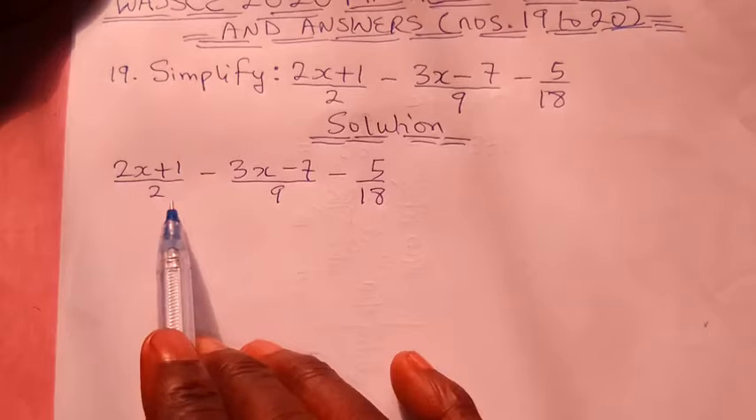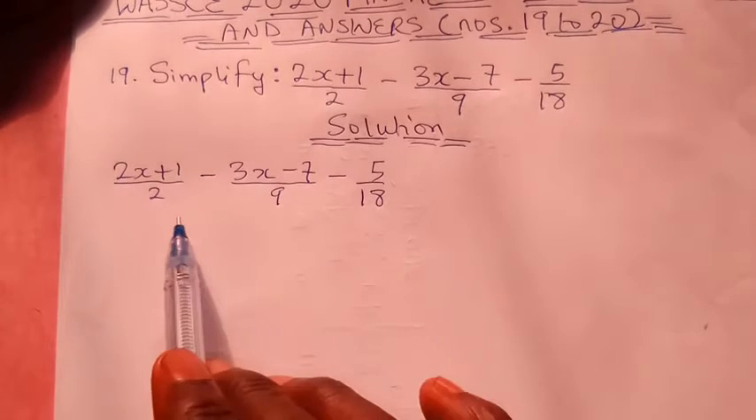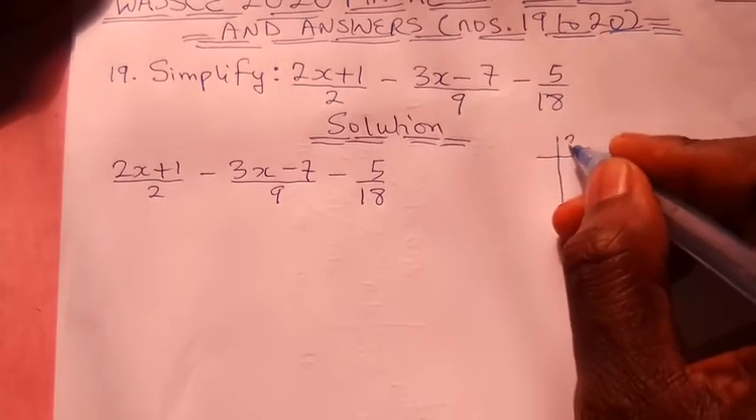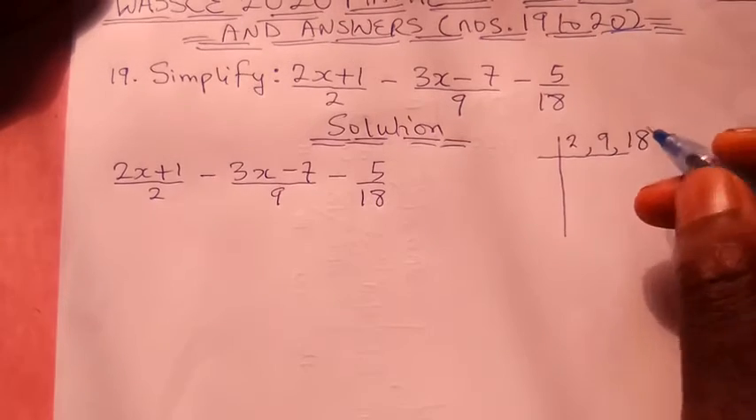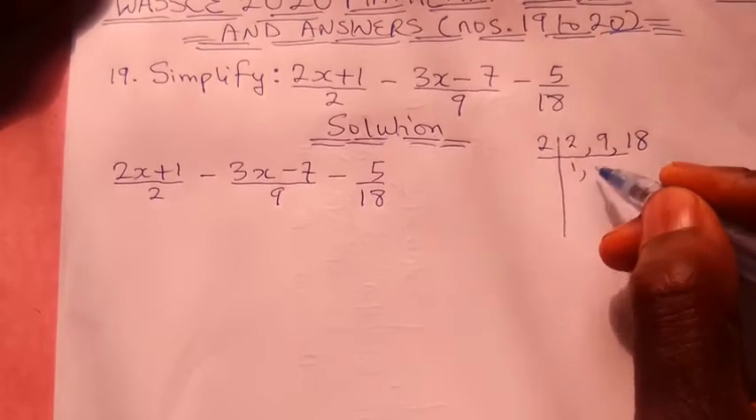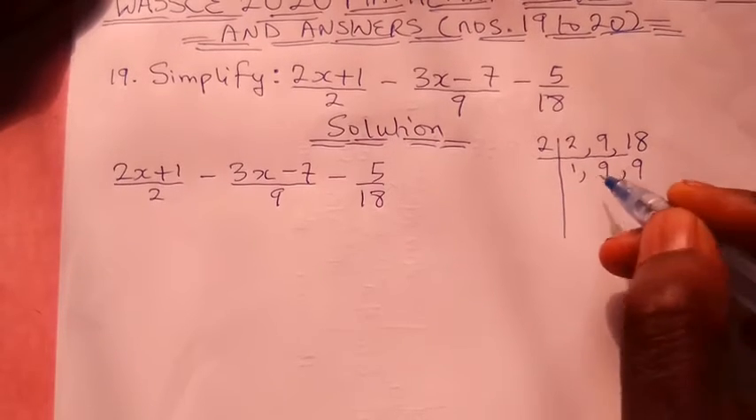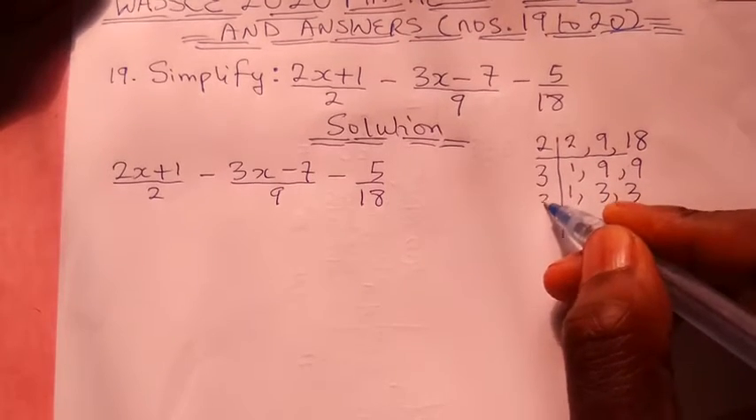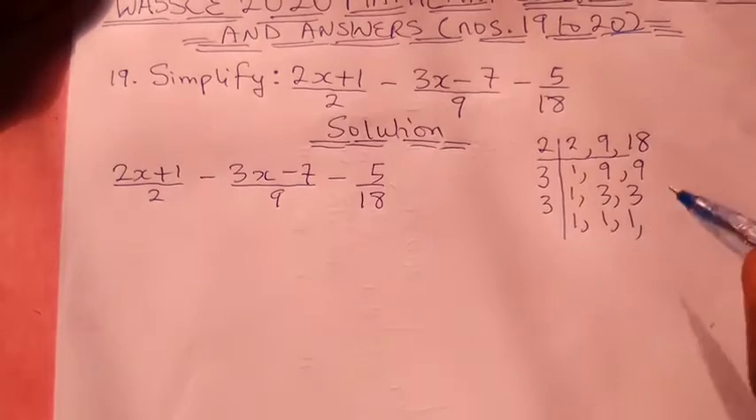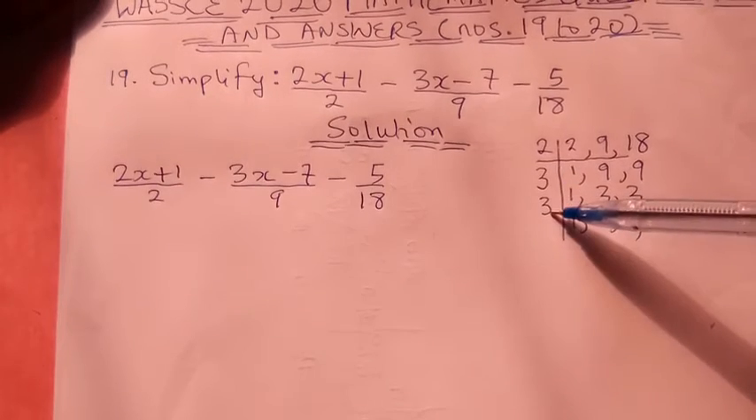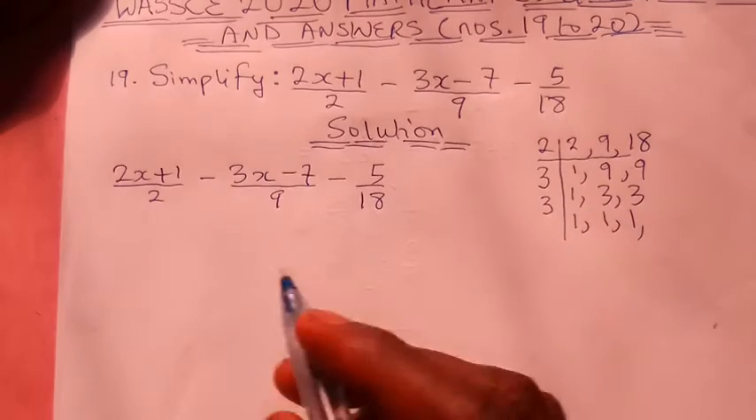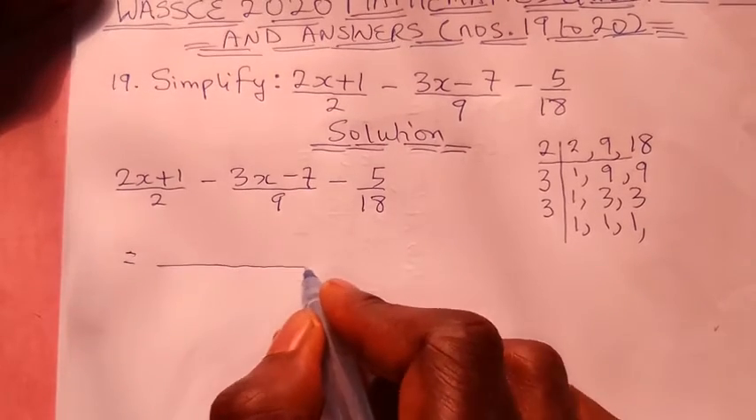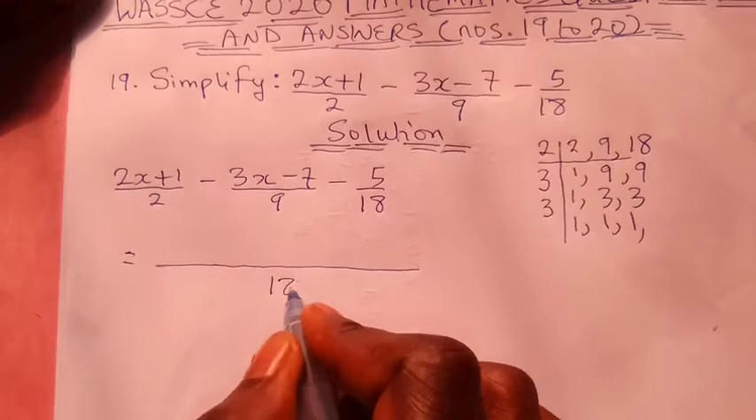If you observe the denominators 2, 9, and 18, we need to get the LCM. And here is how we get the LCM of 2, 9, and 18. We can use 2 to divide 2 to give us 1, and 9 here and 9 here. Then 3 can come in to divide: here 1, here 3, and here 3. Then 3 can also come in to give us 1, 1, and 1. So if you multiply 2 by 3 times by 3, we have 18. In other words, we come to what we have here, then we put our equals to, and we rule our line. Then we put the LCM 18 here.